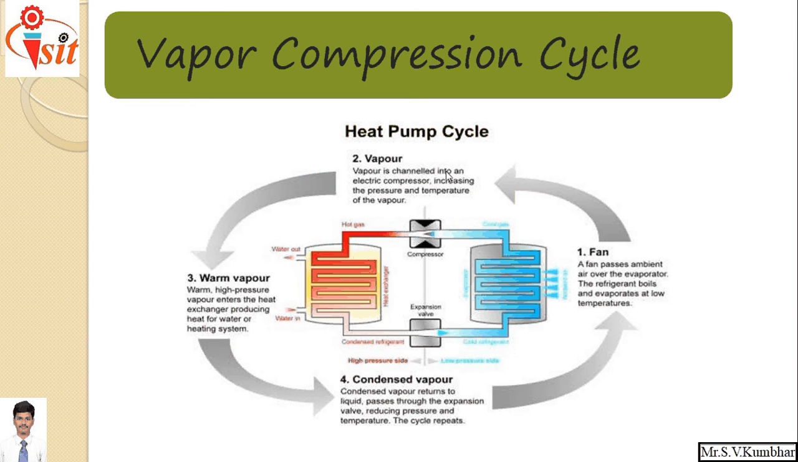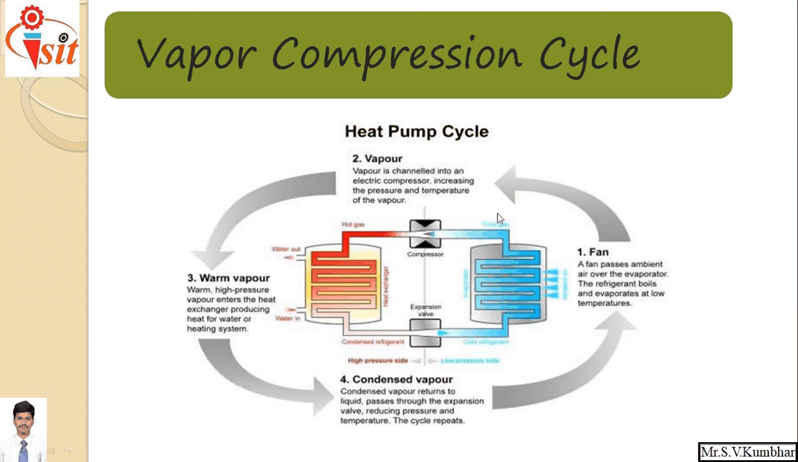So there are four important components of a vapor compression refrigeration system: compressor, then condenser, expansion valve, evaporator. So this is the high pressure side and this is the low pressure side, right? The first component is shown as a fan. A fan passes ambient air over the evaporator. The refrigerant boils and evaporates at low temperature. So the cooling effect is achieved.